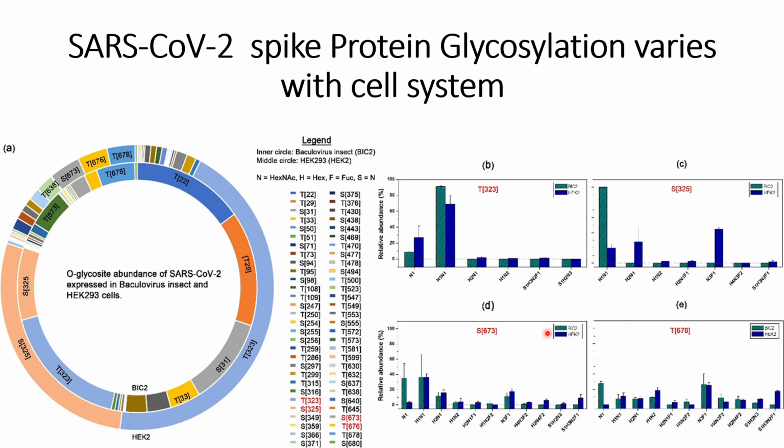So this provides us an overall picture that not just the N glycosylation changes within the spike protein of SARS-CoV-2 when it is expressed in different cell systems, but the O glycosylation also changes, as we can see from this result. The N glycosylation results we have seen in our previous videos.